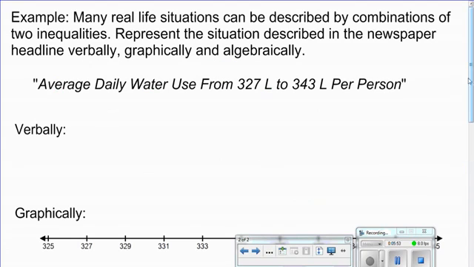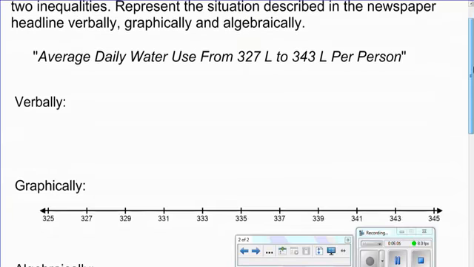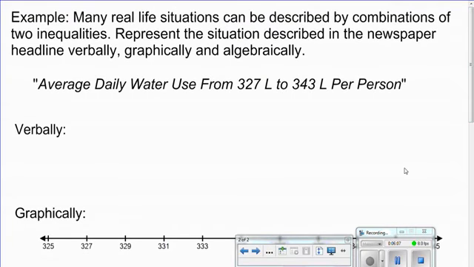Okay, we have a couple word problems, and that's actually what Zion's here to work on. So you're going to take a look at this word problem. You are going to try to put it verbally and graphically and algebraically, and then I'm going to put up the answer. But you're going to pause this and try it on your own first.